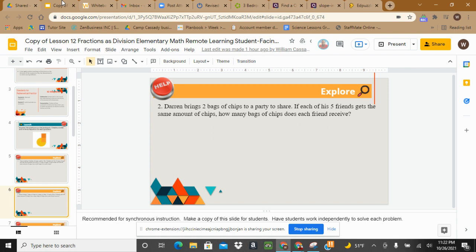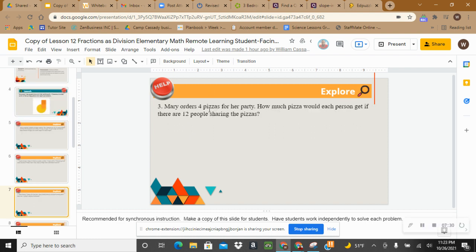Next is number 3. Mary orders 4 pizzas for her party. How much pizza would each person get if there are 12 people sharing the pizzas? So circle the pizza, 4 and 12. Underline the question, how much pizza would each person get? If you continue to follow CUBES, that's what you're doing. You're boxing in sharing, and then each, if you want to put how much, and then each person.